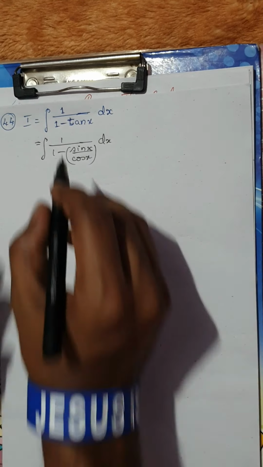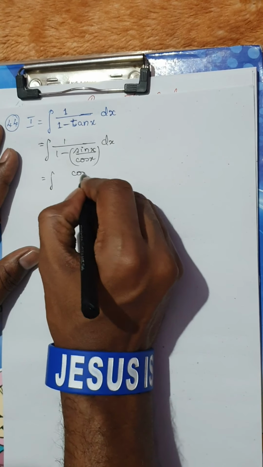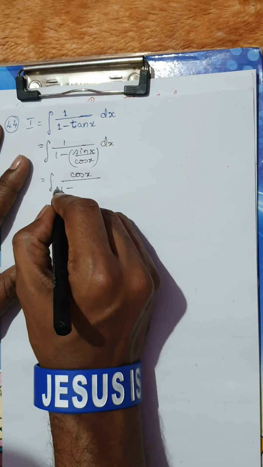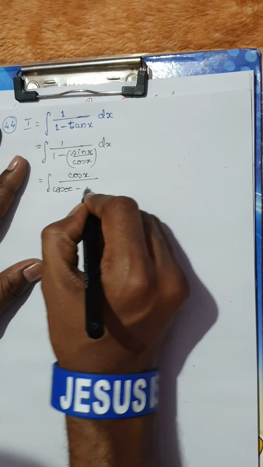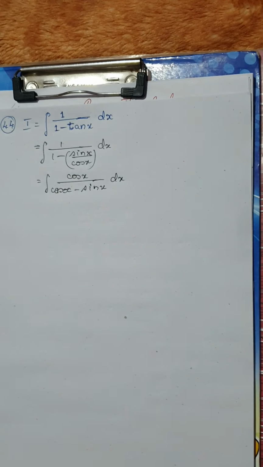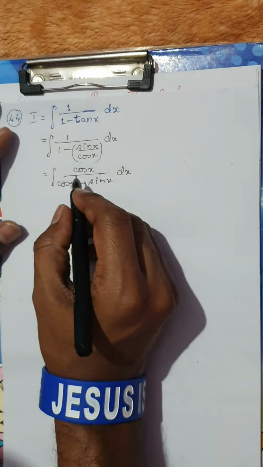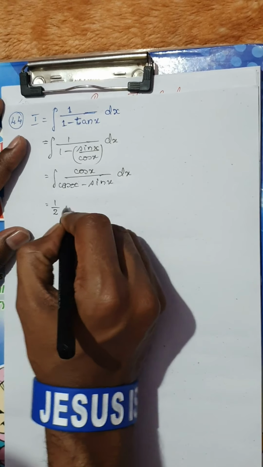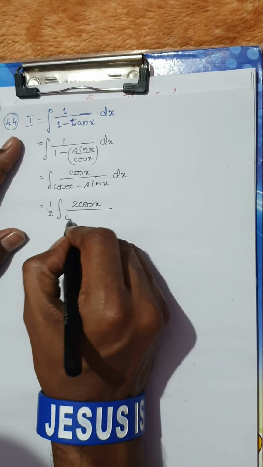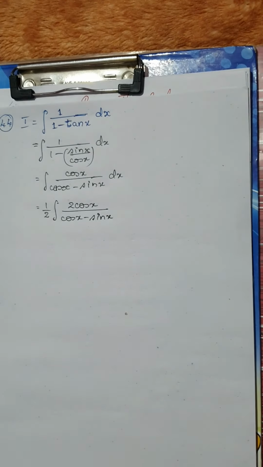If you multiply both numerator and denominator by cos x, I will get integral of cos x divided by cos x minus sin x dx. Is it clear? Now, as I did in the previous case, I am going to multiply and divide by 2. So it is half of integral of 2 cos x divided by cos x minus sin x. Is it clear?